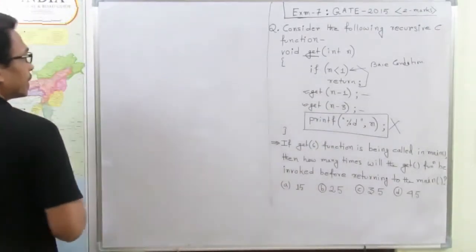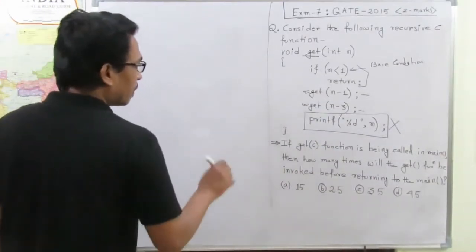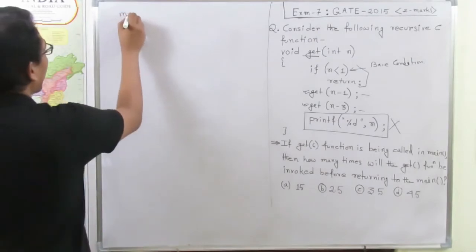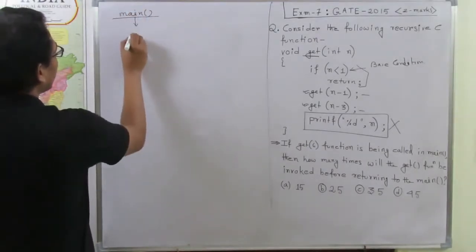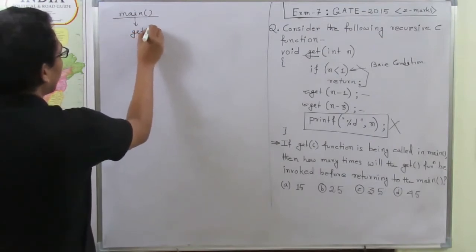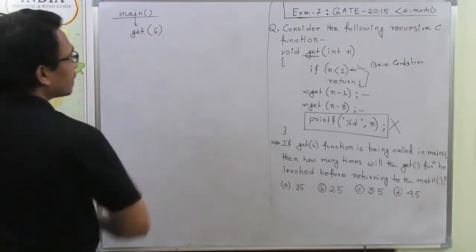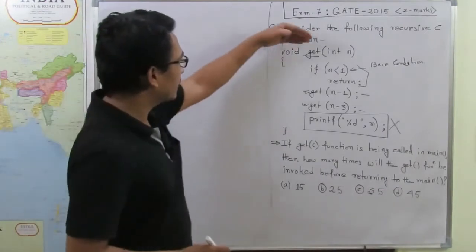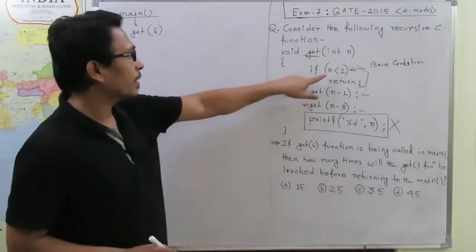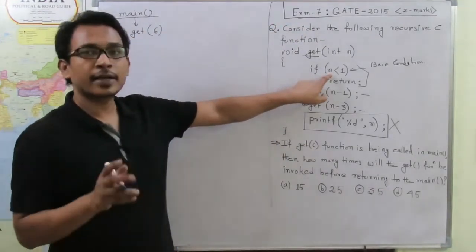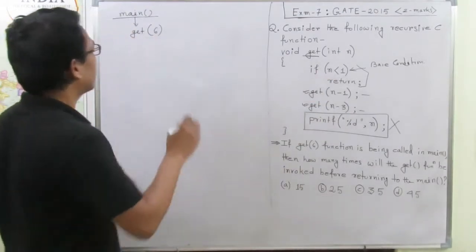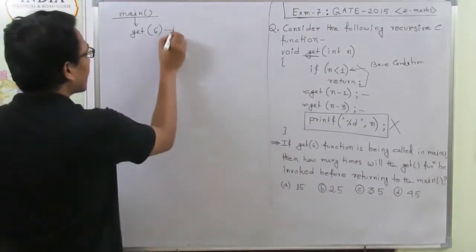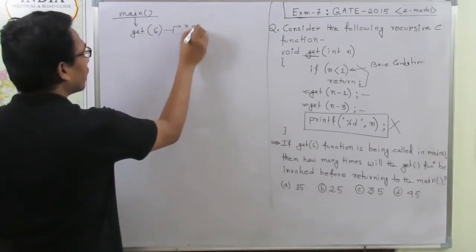The first approach is from main function, we called with get 6. That means now we are in this get function. Now what happened? The value of n will be 6 here. Now look at here, in this particular case the value of n will be 6.